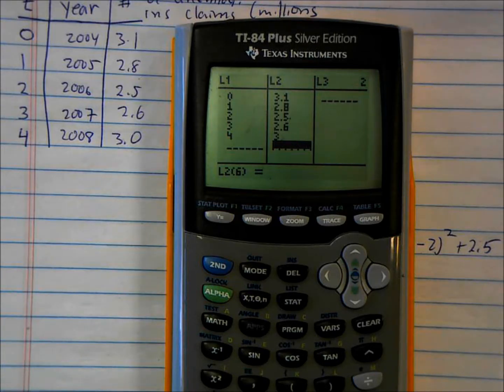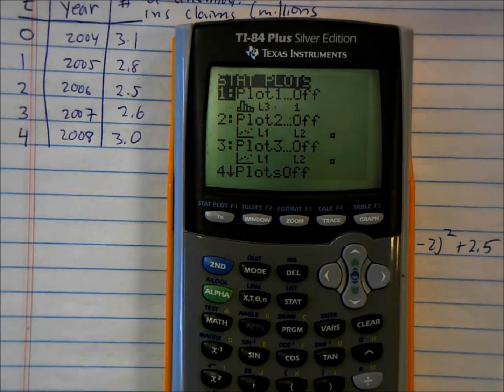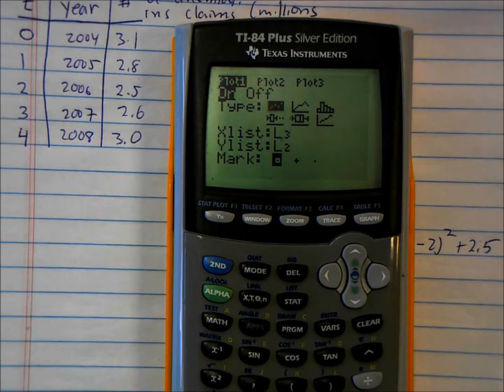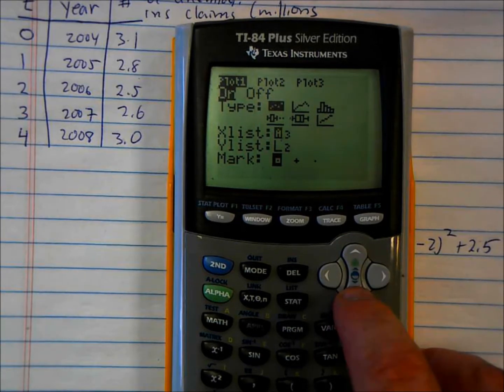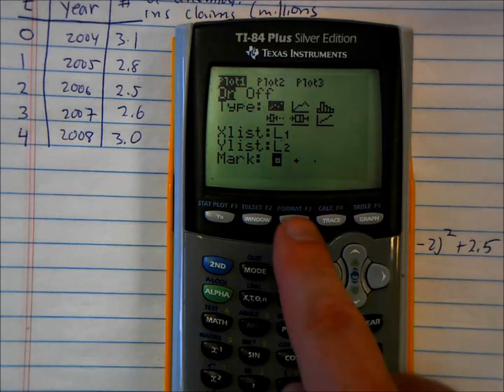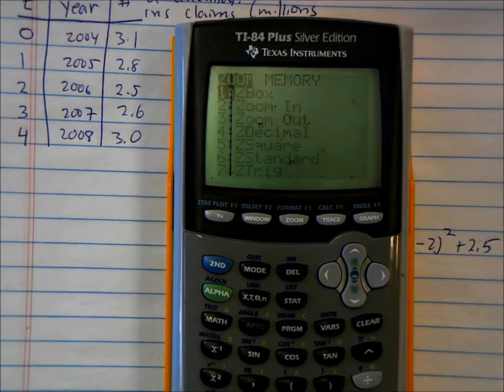Okay, not quite graph yet, but you got the right idea. Not stat. What I want to do right now is I want to see a picture. So I go to second y equals to go to statistical plots. And I need to turn that one on. And I want that graph, don't I? I want L1. And then I would go zoom number 9, and that gives the statistical window.